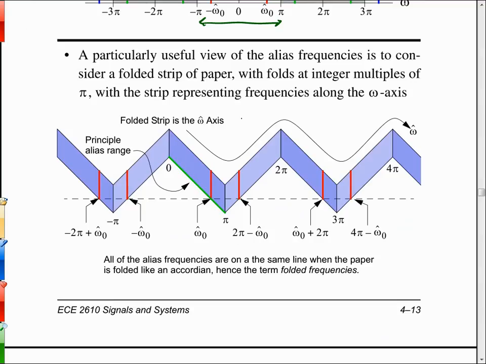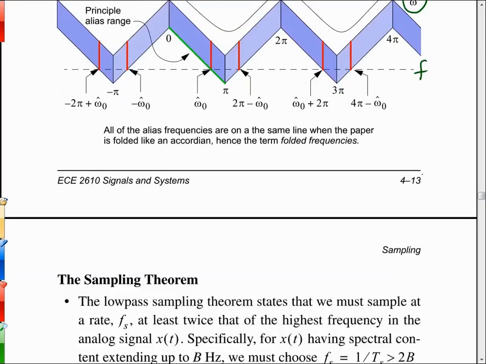Okay, the folded strip we went through already. This is just the folded strip idea in terms of omega hat. The one that I handed out in lab last Friday was frequency in hertz, remember? It's just rescaling of the axis. It's the exact same idea, though.